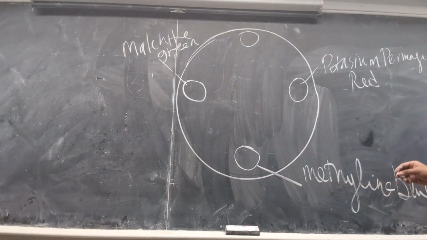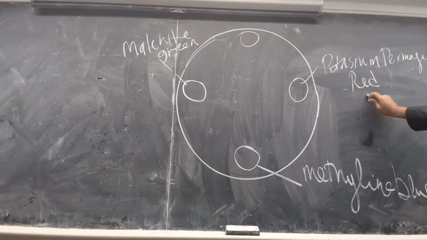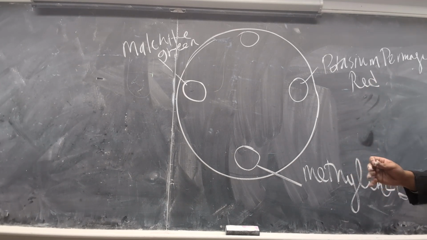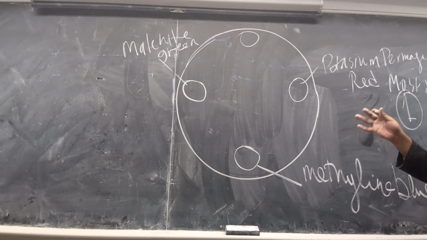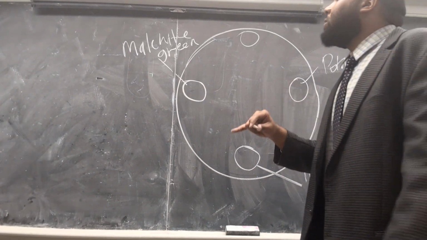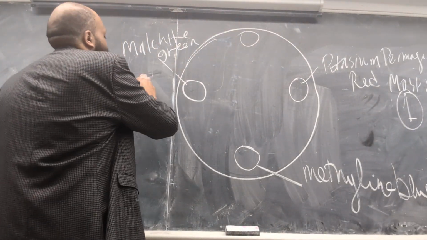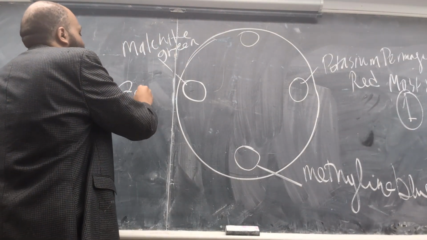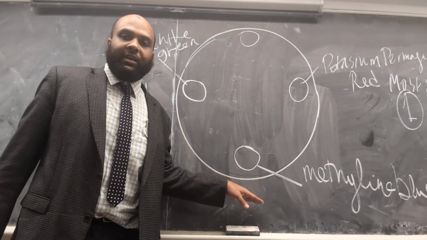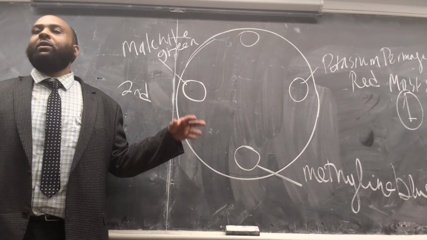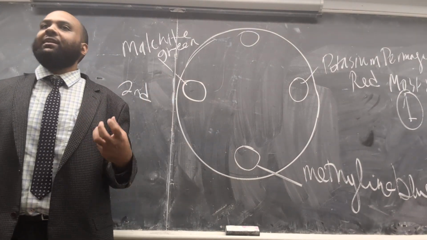Okay, so what is so special? What's so special is that the red one is really dense. It's the heaviest one, the most dense. That's number one, the biggest. It has the highest molecular mass, followed by the malachite green, which has the second highest molecular mass. It's the second heaviest. And lastly, your methylene blue is the lightest.